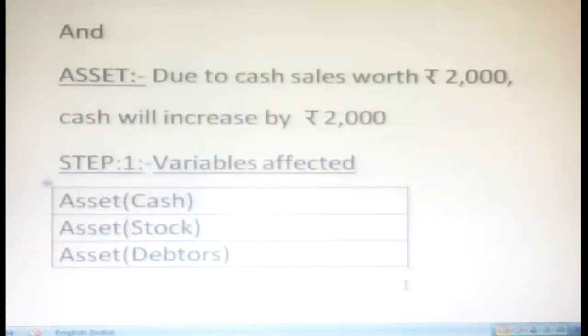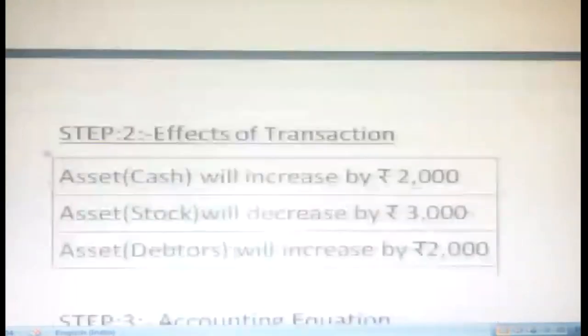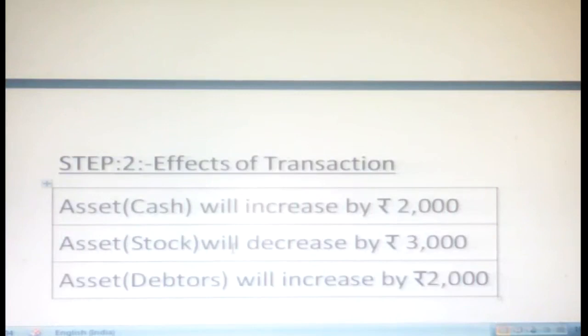What are the variables affected? As an asset, cash. The second one also asset in the form of stock. The third one also asset in the form of debtors. Then what are the effects of the transaction? As an asset, cash will increase by 2,000 because we got cash for sales. Stock will reduce by 3,000 because goods have gone out. Similarly, asset debtors will increase by, sorry, not 2,000, it is 1,000 on credit. Correct.